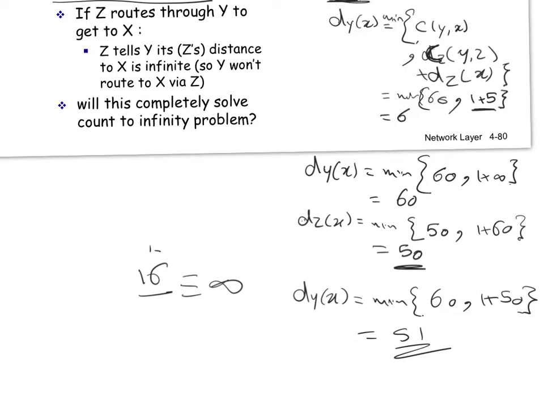So if for any reason that ping pong effect happened, of course it doesn't happen between only 2 nodes in complicated networks, it may happen through some loops and things like that. So even if that happens, if we reach 16, we consider that infinity. So we consider 16 as infinity.